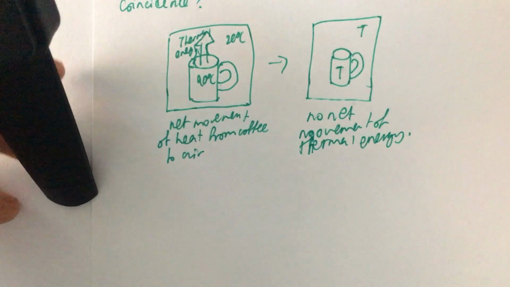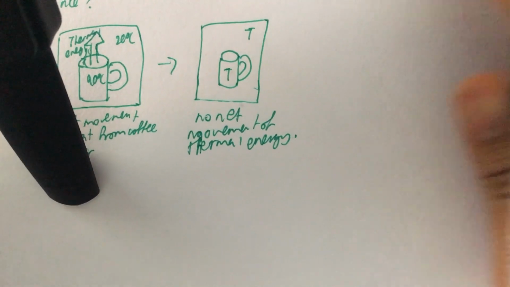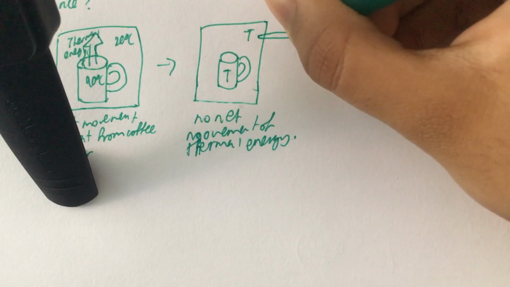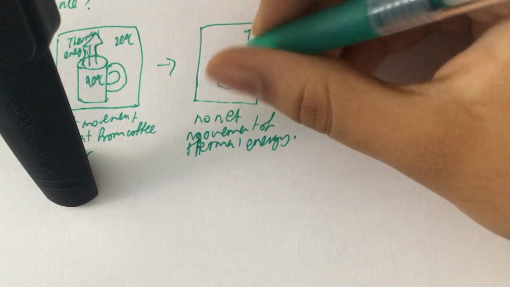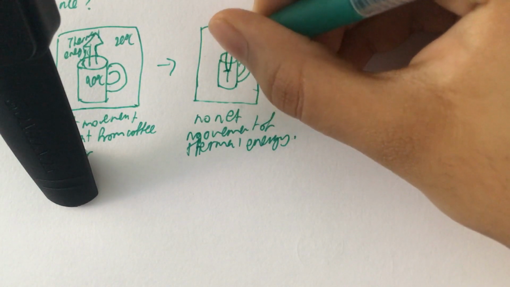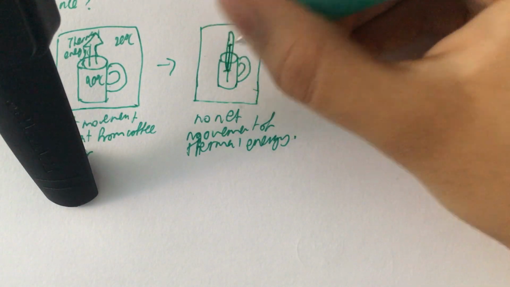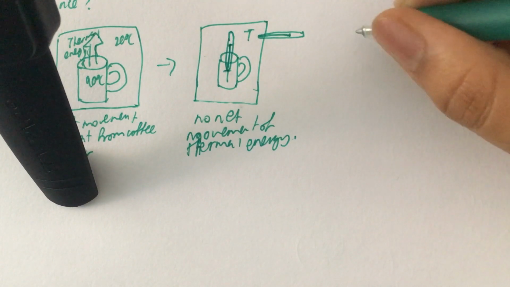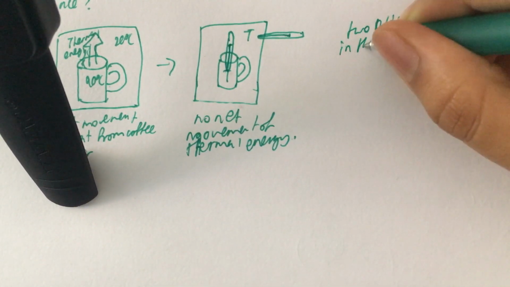And because of that, when you stick a thermometer into the air, you will get the same temperature. If you stick a thermometer into the coffee, you get the same temperature. So the temperature is pretty much a proportional value to the thermal energy in the coffee and the air. It is not defined by the other properties of the coffee or the air. And that's why two objects that are in thermal equilibrium have the same temperature. And in fact, this is how thermometers work.